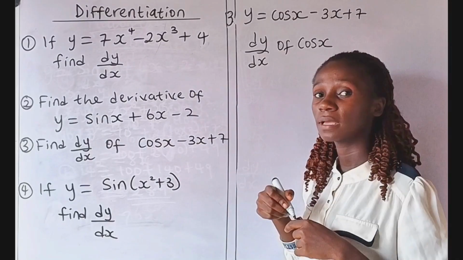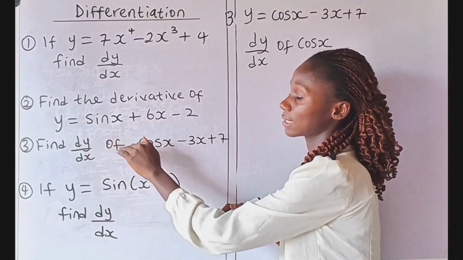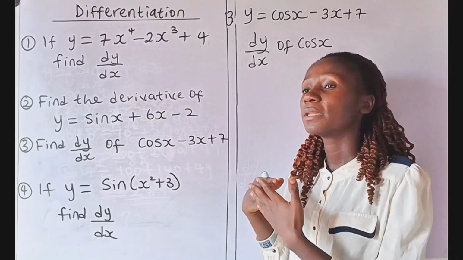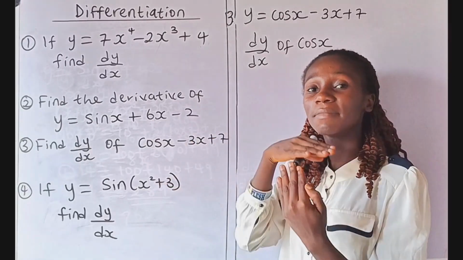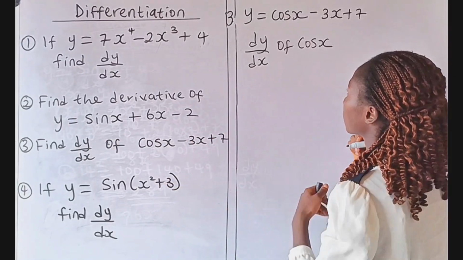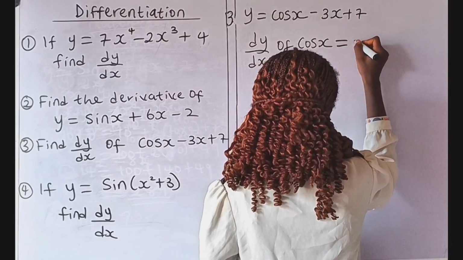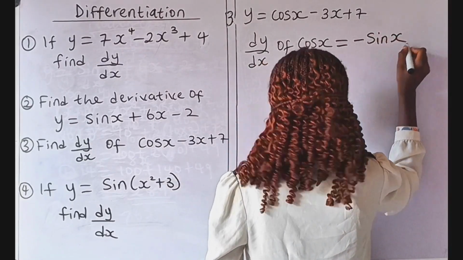In question 2, I said the derivative of sine x is cos x. But now, the derivative of cos x, which is dy/dx of cos x, is simply minus sine x. So this is what we are going to have, equals minus sine x.